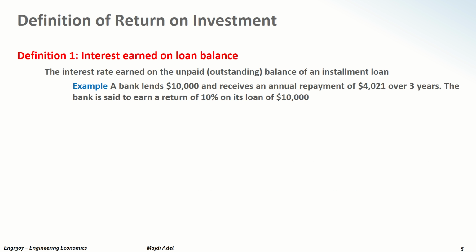Now we come to the definitions of rate of return. We have different definitions for the rate of return, but all of them mean the same thing. The first definition is the interest earned on a loan balance. Usually banks use this definition. I took a loan from the bank, I have to repay the loan plus interest. The interest rate is the internal rate of return or the rate of return for a bank.